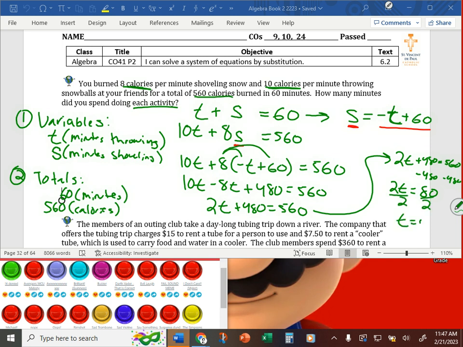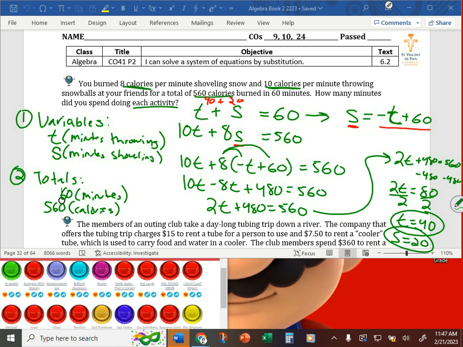And we spend 40 minutes throwing snowballs. Which means if we spend 40 minutes throwing snowballs, how long did we spend shoveling? 20, right? Because t plus s has to equal 60. If we plug in 40 into here, the s has got to be 20. So t equals 40 and s equals 20.